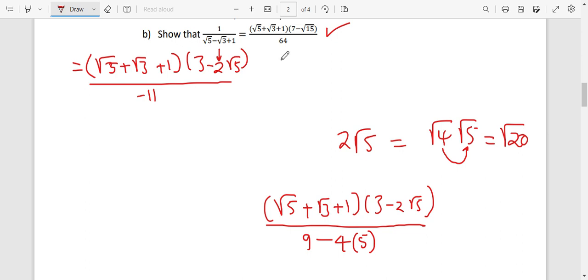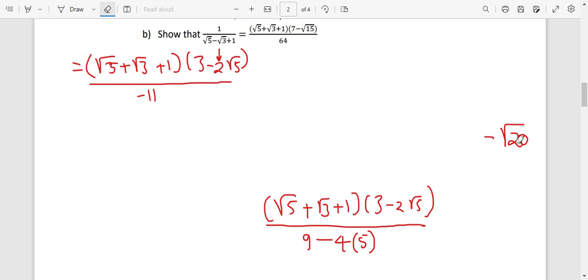Esther, repeat the question. Is the question saying that show that it is equal to this part, or is it something else? I might have written something different. Yeah, the question is just like that. So root 5 plus root 3 plus 1. Oh, yeah, it's just like that, you are correct. Okay, thank you.